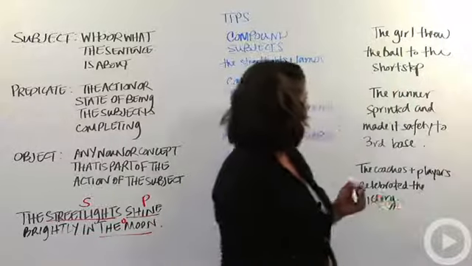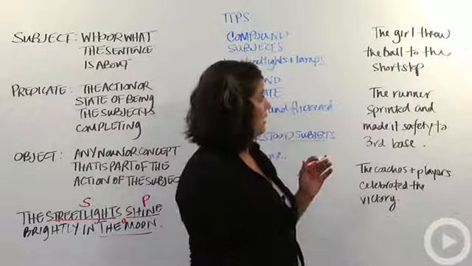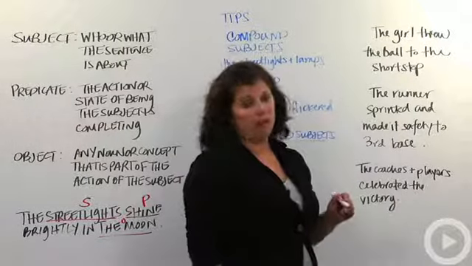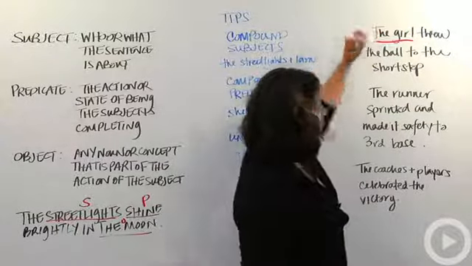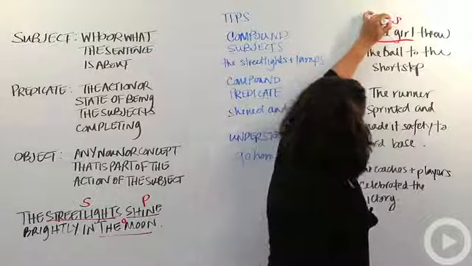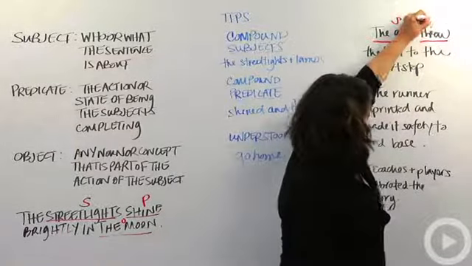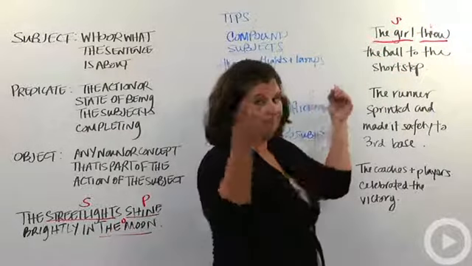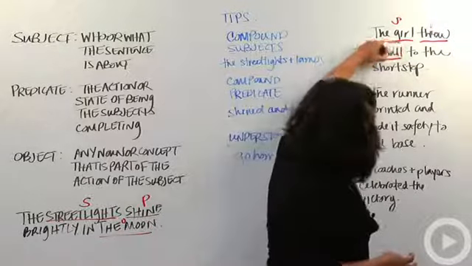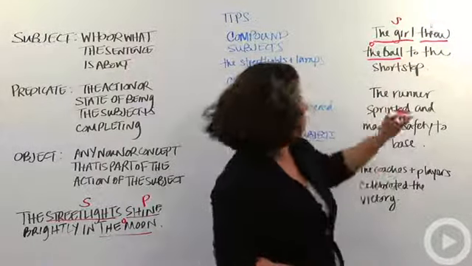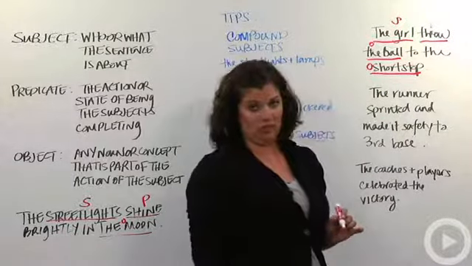Let's take a look at some of these examples. Take a look at them and see if you can identify subjects, verbs, and objects. So we've got, the girl threw the ball to the shortstop. All right, who or what is doing the action? The girl is doing the action. So she's our subject. And what's she doing? Well, she threw the ball. So threw is our predicate. And then what's that object that's part of the action? She actually threw the ball, so the ball is acting as an object. And we've got another object here because we've added that prepositional phrase at the end. She threw it to the shortstop.